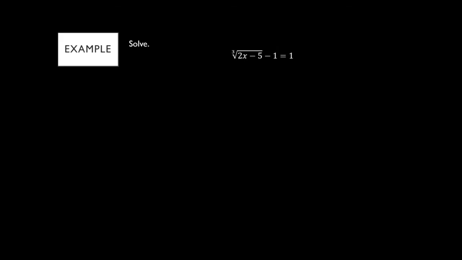So we've got the cube root of 2x minus 1 equals 1. So, or 2x minus 5. I said too many ones there. Cube root of 2x minus 5, minus 1 equals 1.